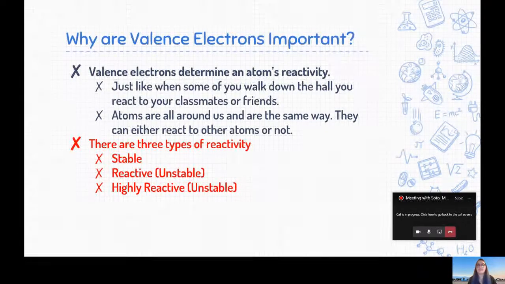So there's 3 types of main reactivity that we're going to discuss in regards to atoms. We have stable atoms, the ones that don't care what goes on around them. They are themselves and they are happy as they are. We have reactive atoms, which are unstable, and they will react. And then we have highly reactive atoms. Those are the ones that go boom. Those are extremely unstable. They are not happy as they are. They want to get together with somebody else that'll make them happy. And that's how they will become stable at some point. But by themselves, they're extremely reactive.